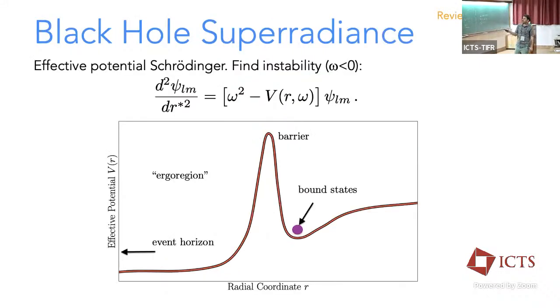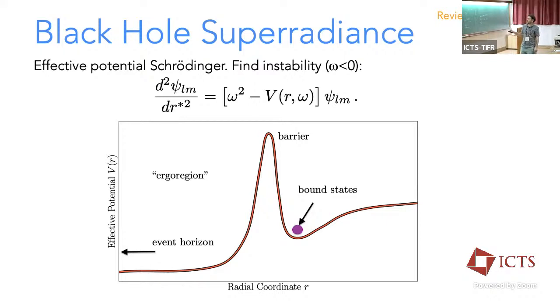So the effective potential now tells you everything you want to know about this solution. I'm considering the field evolving in a background with an effective potential. This is what the effective potential looks like as a function of radial coordinate. The ergo region is over here, and the event horizon in these coordinates is at r equals minus infinity. The effective potential has a barrier and a minimum. So bound states can live in the minimum, but they can also tunnel through the barrier. And that's what gives rise to this process.